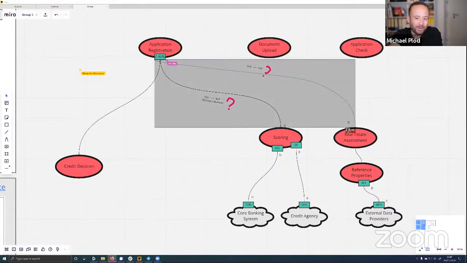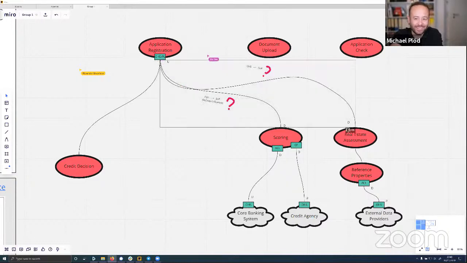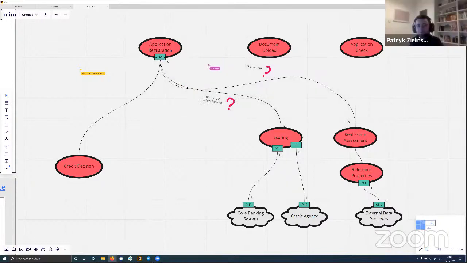Do you have any questions? Can we talk a little bit about the customer-supplier in this, application registration, scoring, and real estate assessment? How do you perceive that? What is the decision factor that you say this is a customer and this is a supplier?